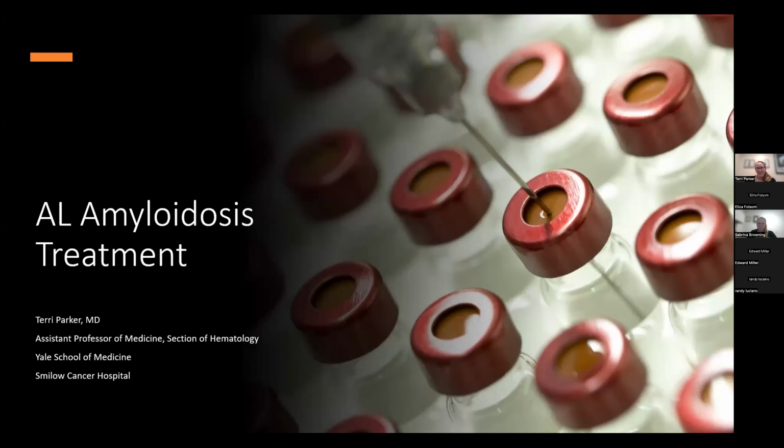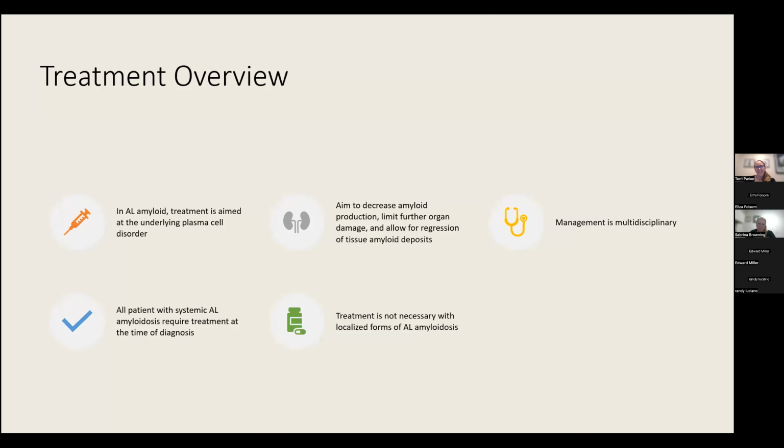And last, we are going to be talking about the treatment of AL amyloidosis. So when we talk about treatment, our goal is really to treat the underlying plasma cell disorder with the goals of decreasing amyloid production, limiting further organ damage, and allowing for regression of tissue amyloid deposits. Hopefully, you have all heard tonight that management is truly multidisciplinary across several disciplines.